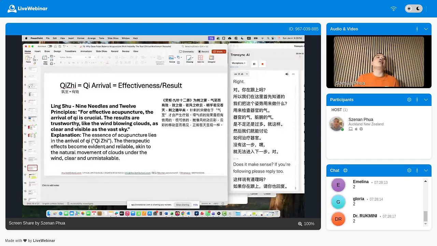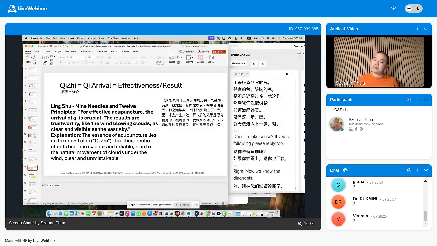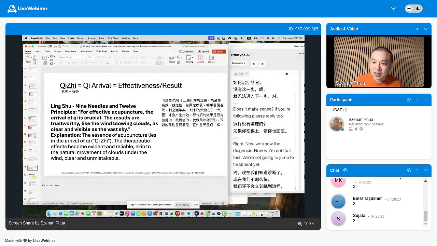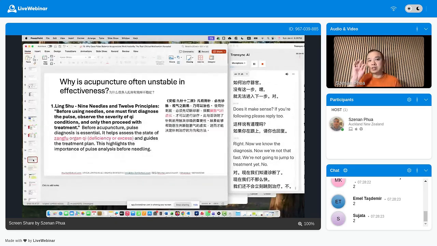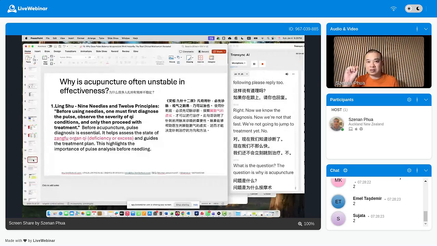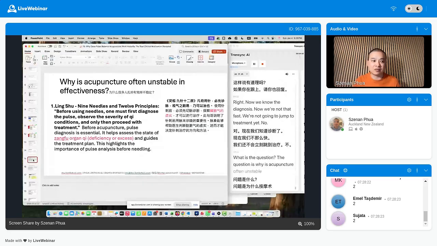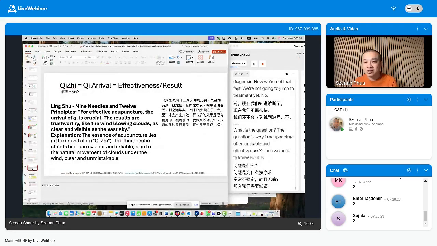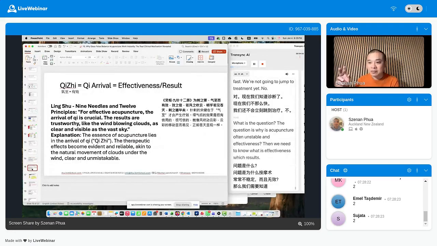Right, now we know the diagnosis. Now we're not that fast. We're not going to jump to treatment yet. What is the question? The question is, why is acupuncture often unstable in effectiveness? Then we need to know what is effectiveness, which results, right?